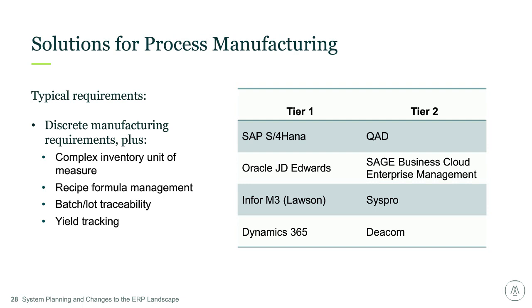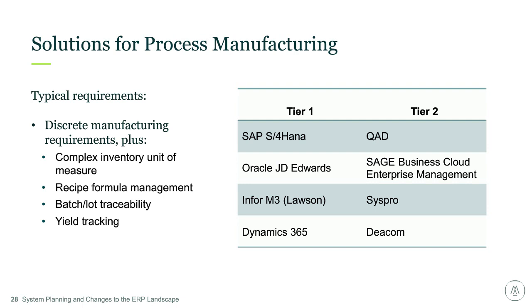And on our short list for Tier 1, we often see SAP S/4HANA with its different micro-verticals for process manufacturing. So S/4HANA supports oil and gas, food and bev, chemical, etc. Oracle JD Edwards features often on our list for process manufacturing, as does Lawson, now known as Infor M3. And of course, there is Dynamics 365 for finance and operations, which is highly configurable for process manufacturing.